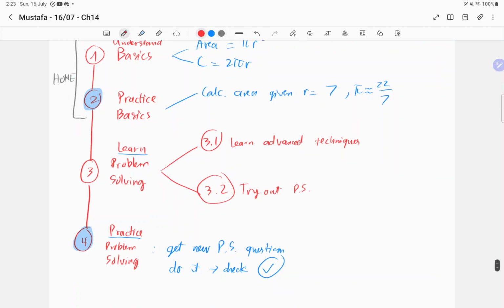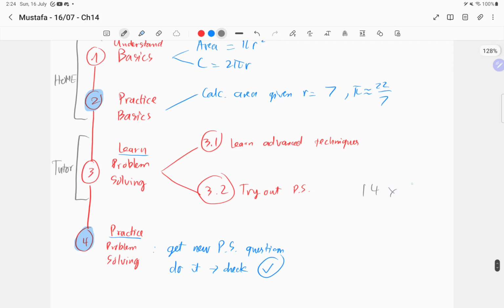Now, this step was home, and then this one would be tutoring with me. That's when I'll go through some problem solving ones. I won't go through everything, I'll go through a few, and I show you some ideas, what you need to do. These are some techniques, like the one I showed you earlier, where you have a fraction like 14 times 60 over 7, and the trick is to simplify these and then multiply them together.